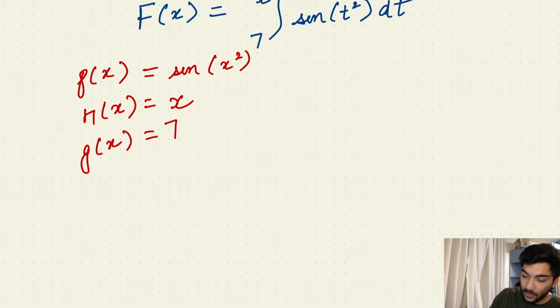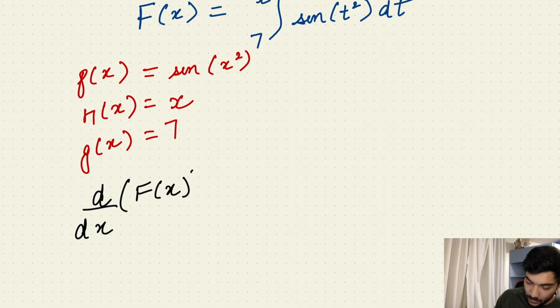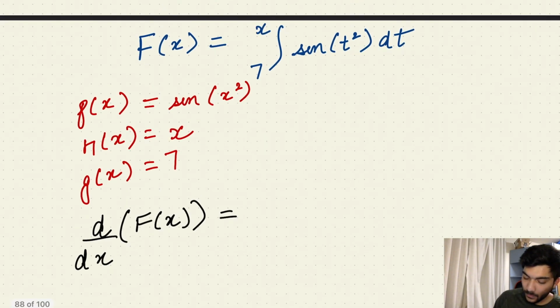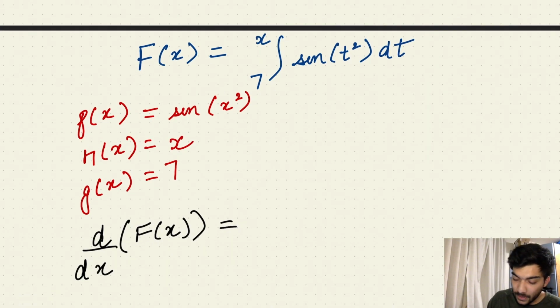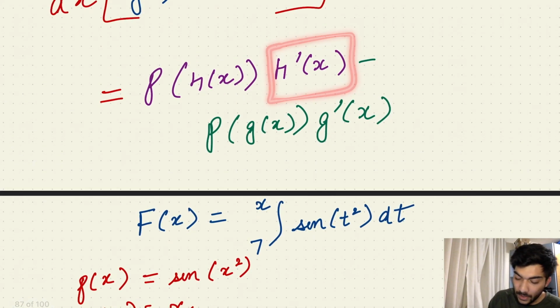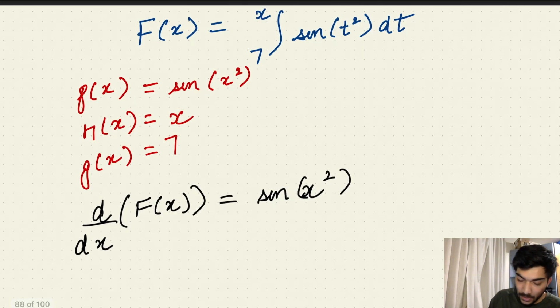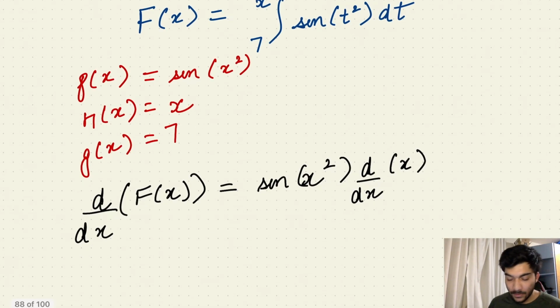So first of all, in order to calculate the derivative of capital F of x, you will take f of h of x first. So you'll substitute this value into your function, and that would make sine t square as sine x square, right? And now you take the derivative of this function, because you have to take h dash x as well. So we'll do the derivative of x in this case, right?